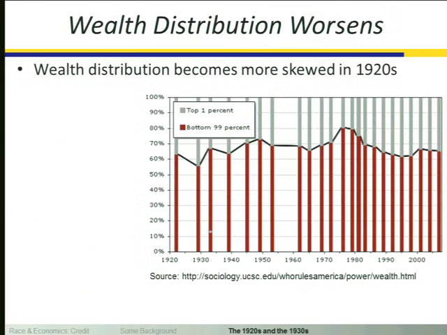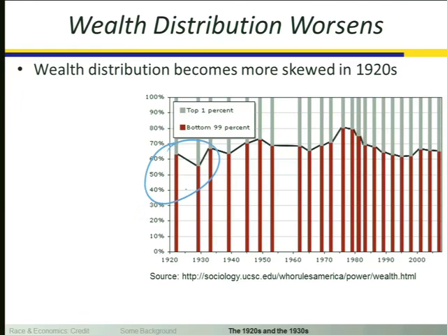Wealth. The wealth distribution worsens. So the way to look at this is, can you see the colors? Oh, good. The gray bars at the top are the share of wealth owned by the top 1% of the population. The red bars at the bottom are the share of wealth owned by the bottom 99% of the population. When the line goes down, the wealth distribution is worsening, more to the top, less to the 99%. When the line goes up, the wealth distribution is improving, less to the top, more to the 99%. So in the 1920s, the wealth distribution is worsening. So the top 1% is having more and more wealth. The bottom 99% have a smaller share of the pie.